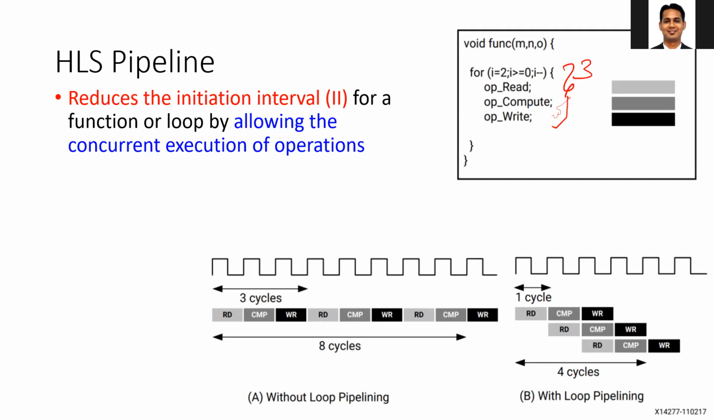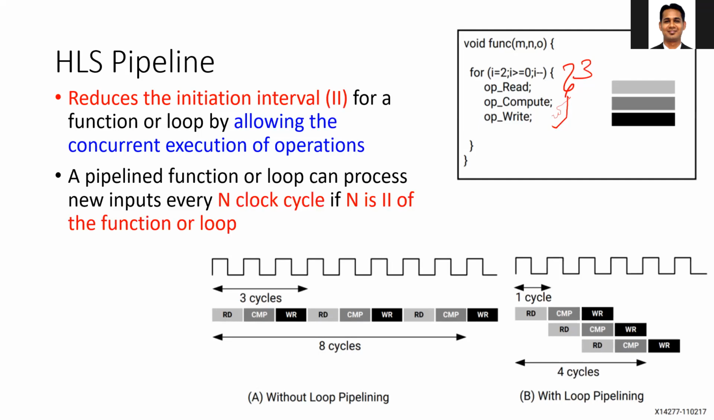Loop pipelining allows the operations in a loop to be implemented concurrently by overlapping multiple iterations. A pipelined function or loop can process a new input every n clock cycles if the initiation interval is n. If the initiation interval is 1, it can process a new input at every clock cycle. And the aim of pipelining is to have an initiation interval of 1.